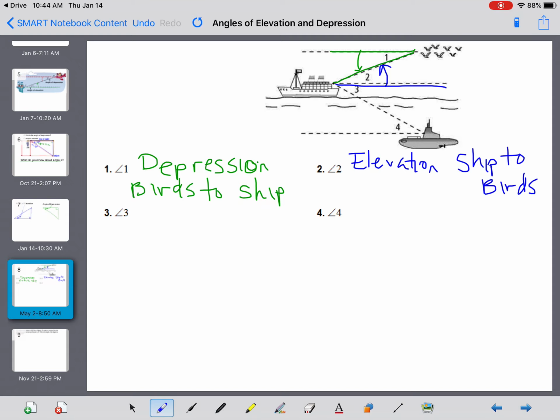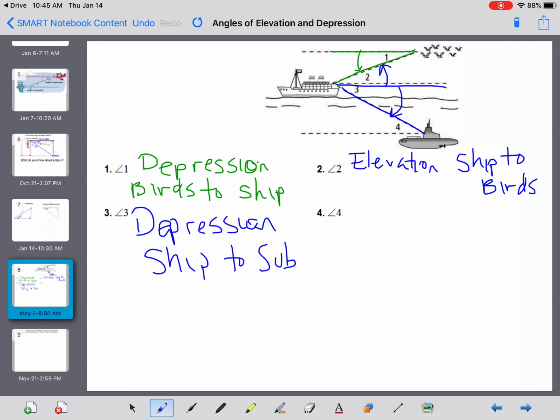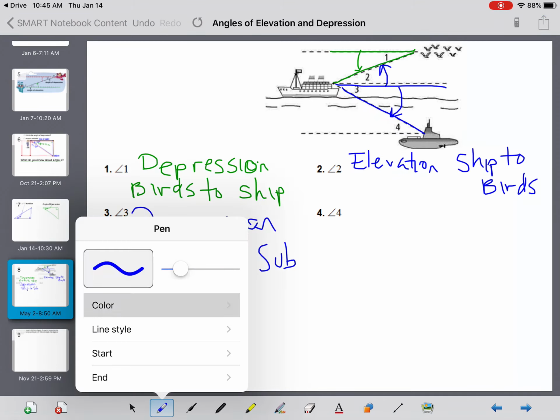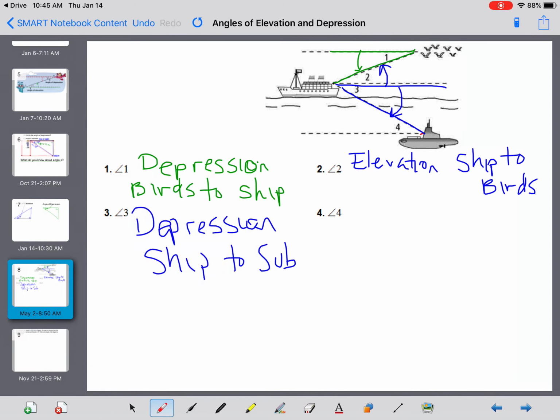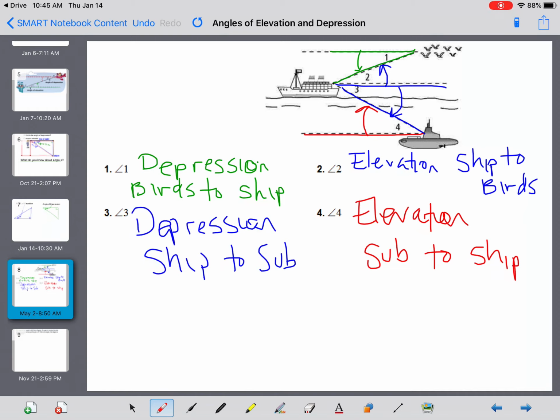Angle 3, same horizontal, but now we're looking down. When I go down towards the sub, this would be an angle of depression from the ship to the submarine. And number 4, we're looking at the horizontal line of sight from the sub, looking up at the ship. So this would be elevation from the sub to the ship. Now you will do the next 4 on your own.